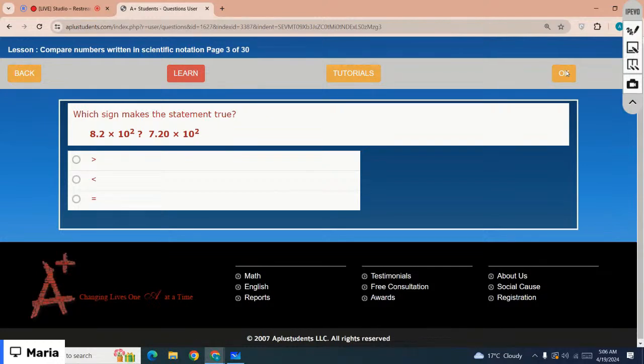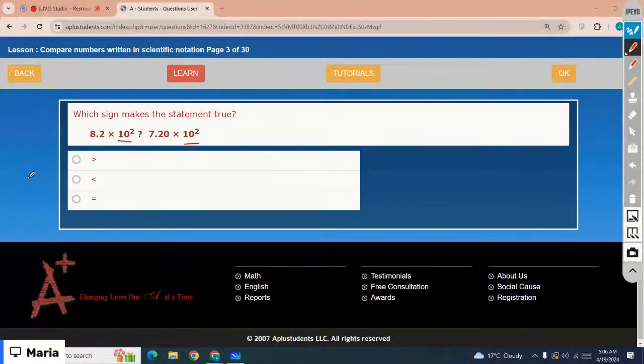8.2 times 10 exponent 2, you have to compare with 7.2 times 10 exponent 2. So which is the correct option? Now their exponents are exactly equal. You have to compare these numbers. 8.2 is greater than 7.2, right? Greater it is. Option number 1 is the correct option.